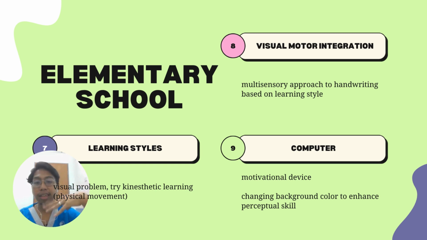And then changing background color helps to enhance perceptual skill. It's important to know what kind of color helps them to focus to learn. For example, if you want to read notes, but with a white background color you feel more headache and overwhelmed. So what kind of color helps them to just focus on the notes that they need to read?